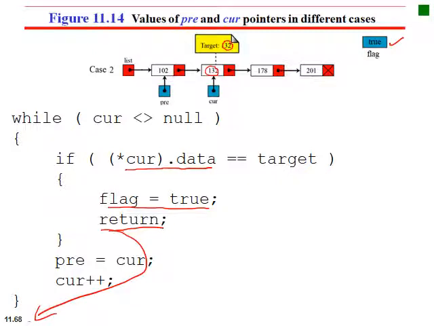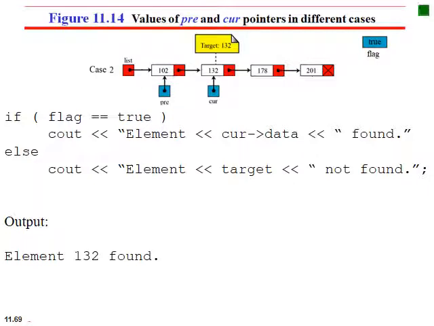Right. And that would be the next statement. So now we would check just to make sure if we did find it, because it could be a case that we got to the end and flag was still false. So we check, is flag equal to true? If that is so, in this case it is, then we're going to write element car data, in other words 132, element 132 found. And that's exactly what was written to the output, element 132 found.